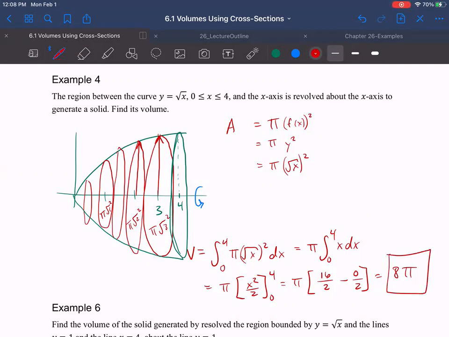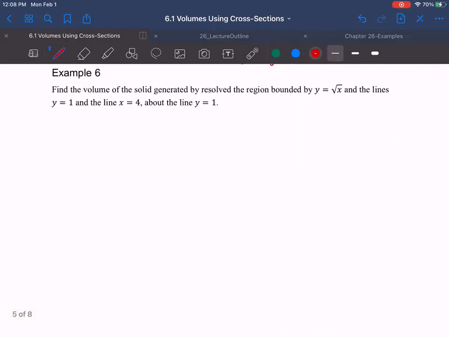Okay. All right, let's take a look at example 6. It says, find the volume of the solid generated by revolving the region bounded by y equals the square root of x and the lines y equals 1 and the line x equals 4 about the line y equals 1. So let's take a look at this one, and we're going to try and think our way through this together.